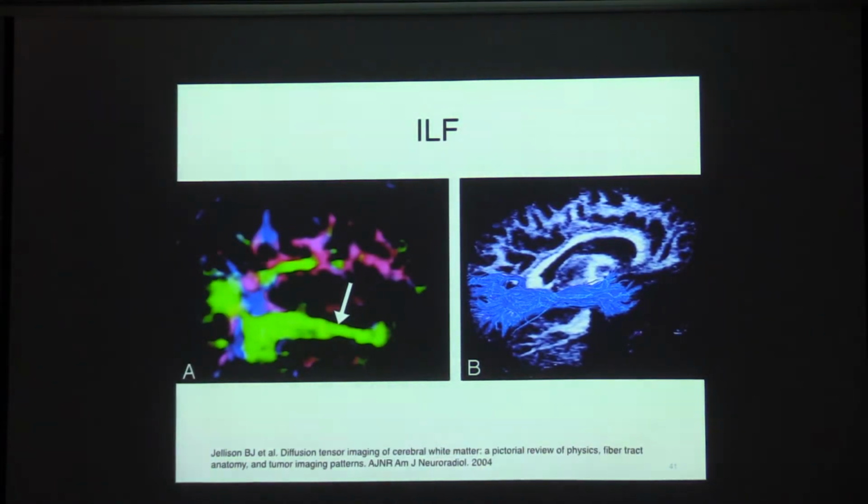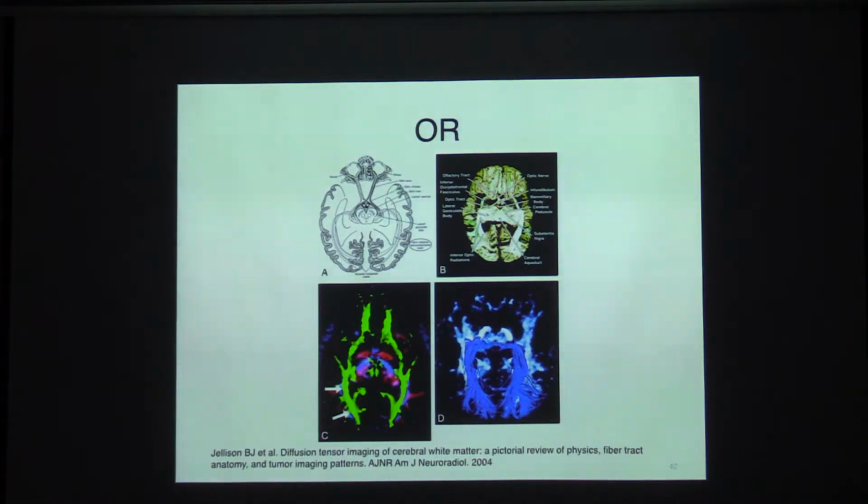The inferior longitudinal fasciculus, we talked about this before too, it goes from the front of the temporal lobe all the way back to the occipital lobe. So if you see something in the temporal lobe, look back into the occipital lobe, okay? And then probably the most famous one is the optic radiation, right? From the lateral geniculate nucleus of the thalamus to the occipital lobe, all right?